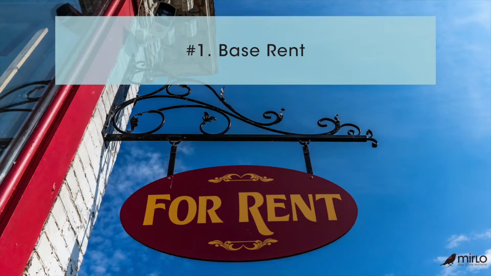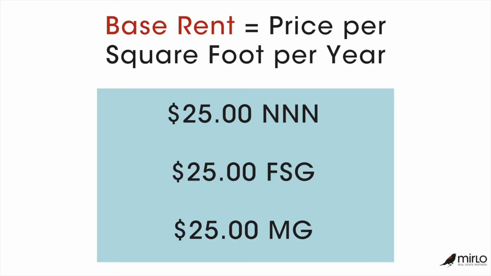Base rent. Unlike residential, which is often a monthly figure, commercial rent is typically advertised as a price per square foot per year. Some examples of quoted base rent will look like this: $25 per square foot FSG, $25 per square foot MG, $25 per square foot NNN. These variations of rate may seem confusing, and that's because they are. They may also seem similar, but in actuality they are quite different, but more on that later. First, we'll talk about square footage.